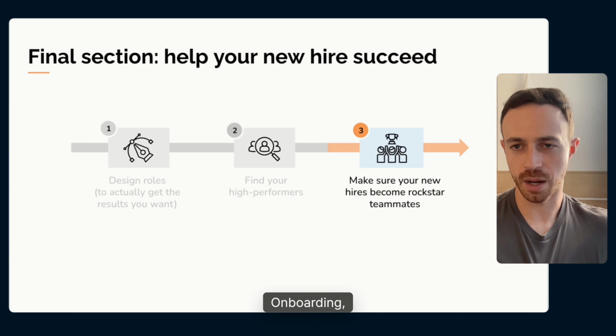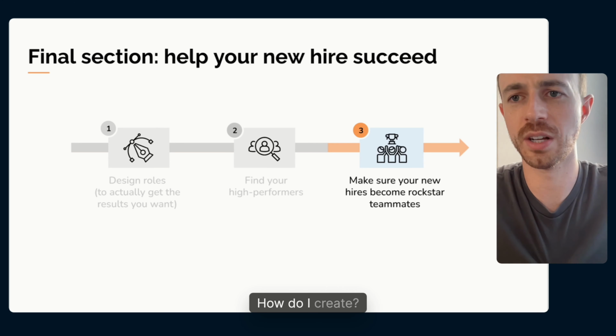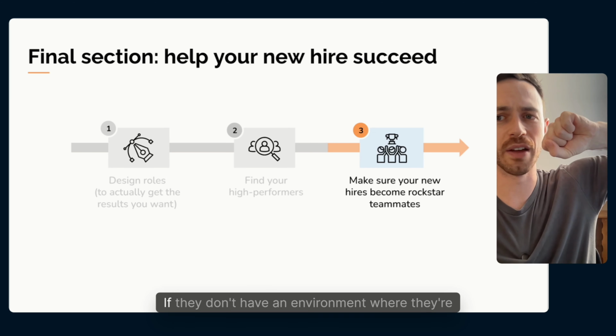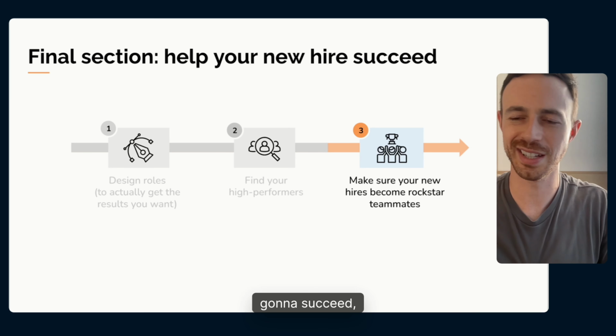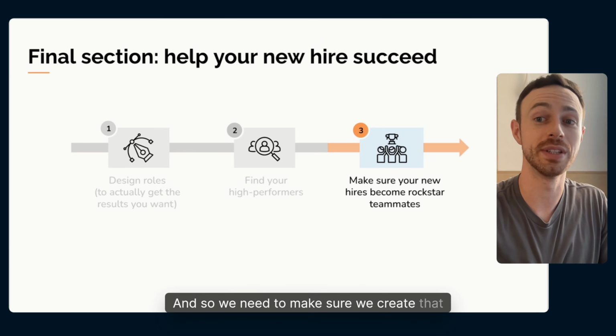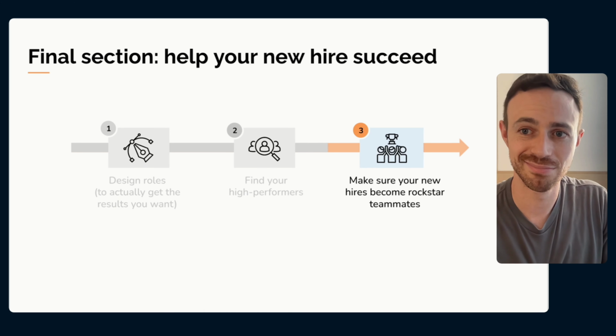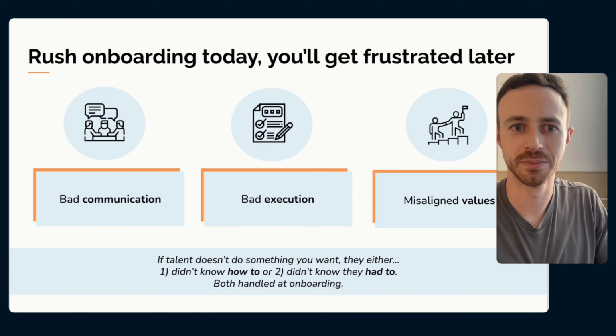Cool. Last section, onboarding, right? How do I create, I'll say this 100 times, I can find you the best talent in the world, but if they don't have an environment where they're going to succeed, they'll fail. And so we need to make sure we create that environment for them, so that when you hire good talent, they actually succeed for you.